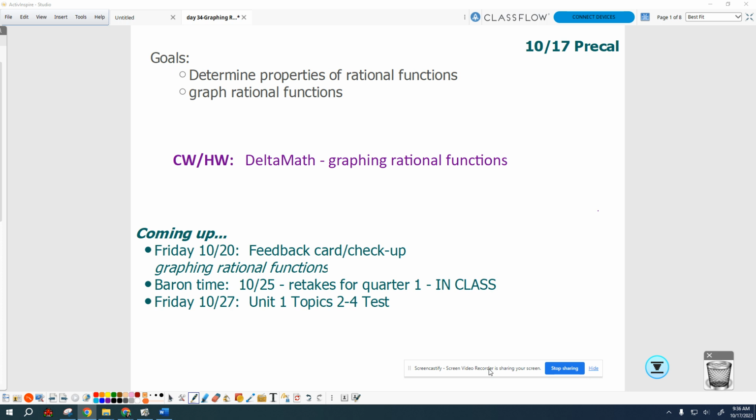And there will be a feedback card on Friday where you're going to have to do some graphs accurately without a calculator, without a graphing calculator.